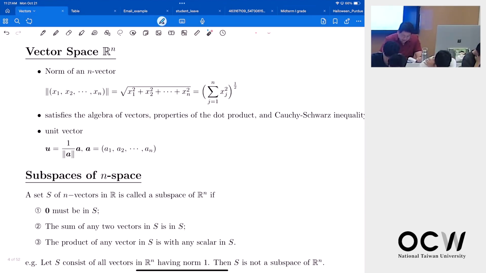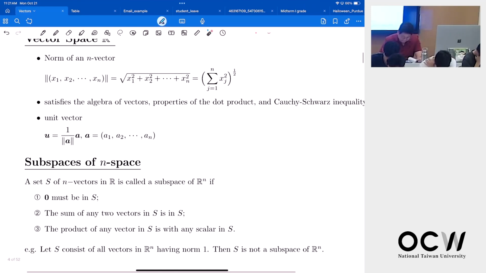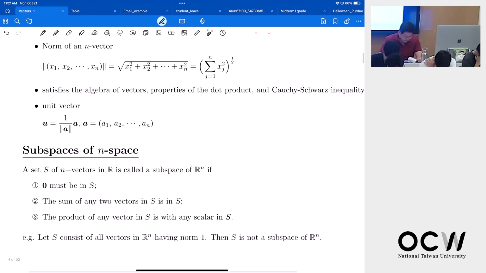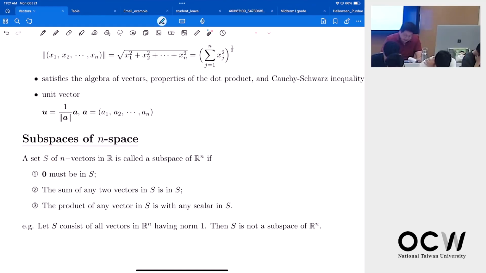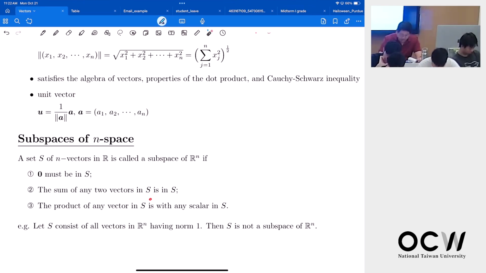Then what is a subspace of the n space? We say that there's a set S. The set S of n vectors is called a subspace if, first, the zero vector has to be in the set S. And the sum of two vectors should also be in S. The product of any vector in S with any scalar should be in S.